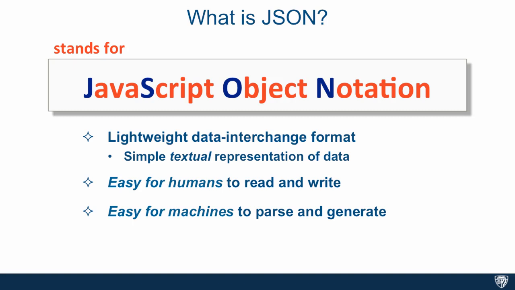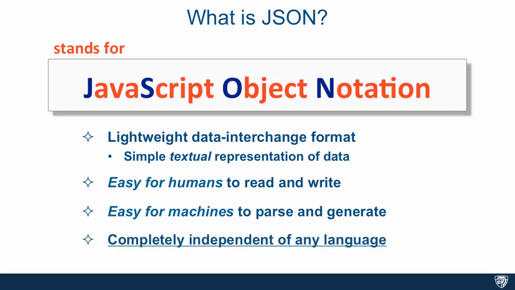So in a lot of sense, this is very similar to XML because it also was pretty easy for machines to write and for humans to read and write. But JSON notation is quite a bit simpler and shorter. And most importantly, it is, just like XML, completely independent of any programming language.